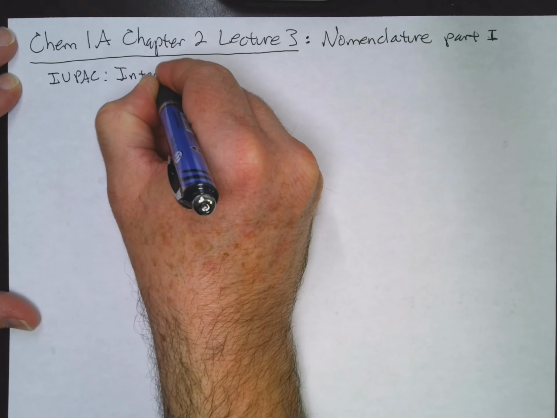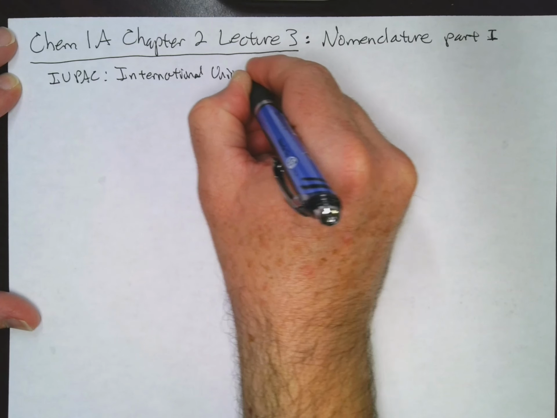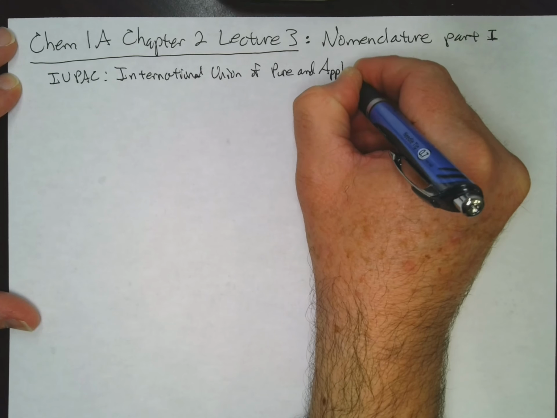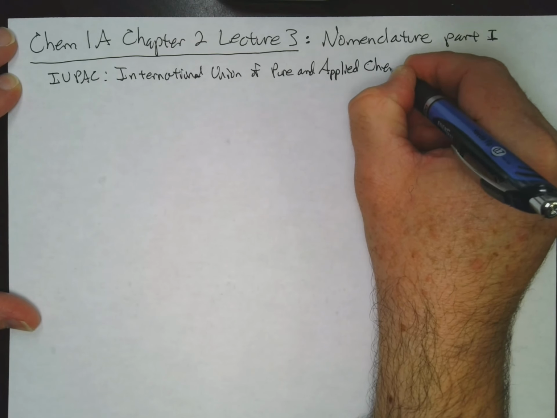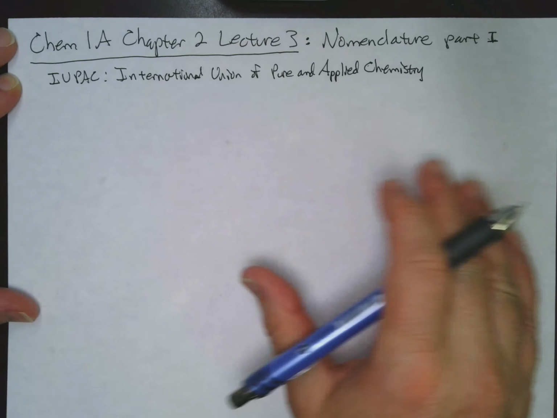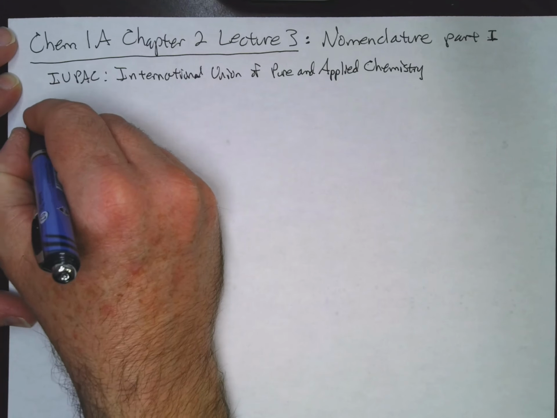IUPAC is the International Union of Pure and Applied Chemistry. All right, so let's look at some rules for naming. And I'm going to break things down maybe a little differently or have slightly different terminology than the text does.